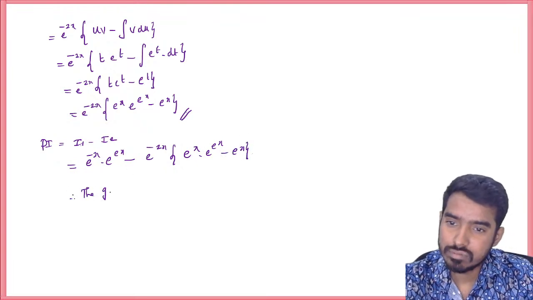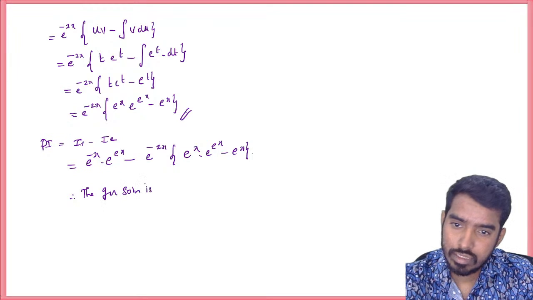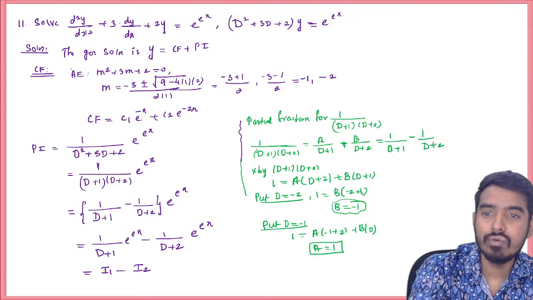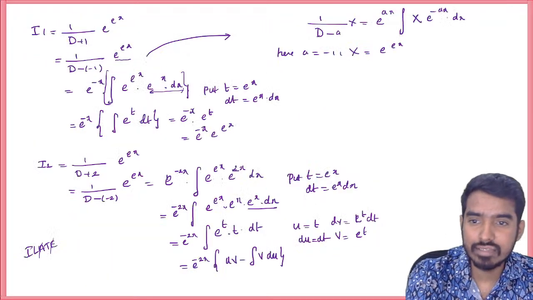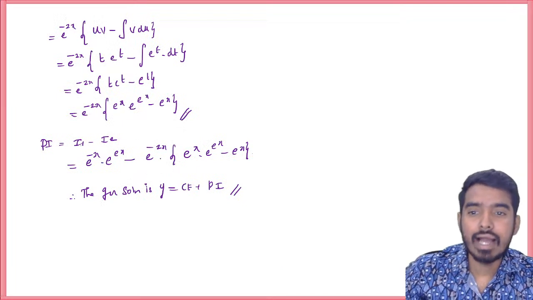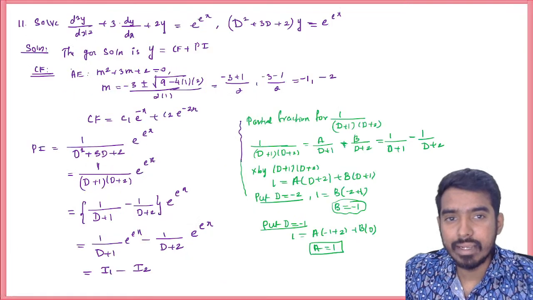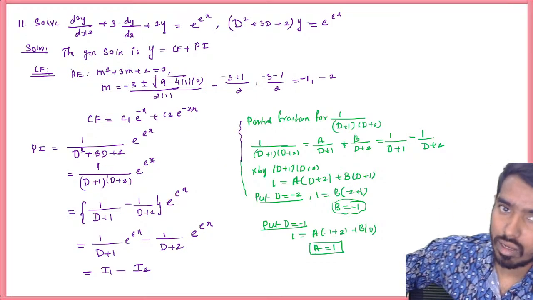Therefore, the general solution is given by y is equal to CF plus PI. So we know already CF is c1 e power minus x plus c2 e power minus 2x, and this is your PI. Add it up to get the general solution, right? So if you have e power x, you have to do it in this order, right?